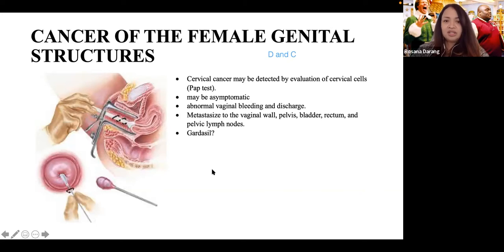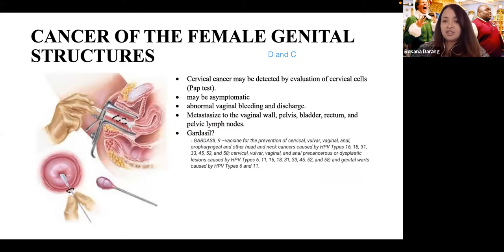Gardasil. Okay, we have Gardasil here because one of the most common risk factors for cervical cancer is HPV, and Gardasil is a vaccine for HPV. We have now Gardasil 9, which is effective against many strains of HPV that are associated with cervical cancer. And by the way, HPV is very, very common.